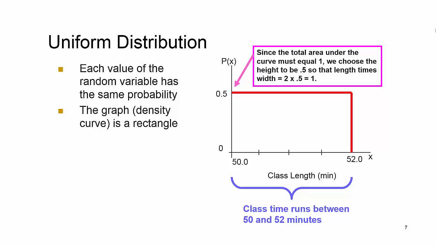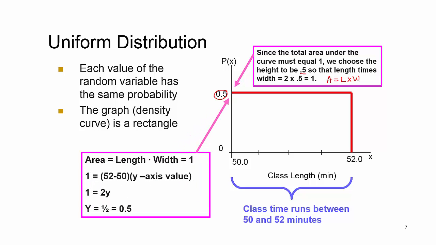So this is showing a class length limit for a particular course. Class times run between 50 and 52 minutes. So if we look at the distance on the x-axis from 50 to 52, that's a distance of 2 units. And since the total area under the curve must equal 1, then we choose the height to be 0.5 or 1/2. So that length times width for area of a rectangle will work out correctly. So 2 times 1/2 is equal to 1. So that's how we got this height here for the rectangular distribution.